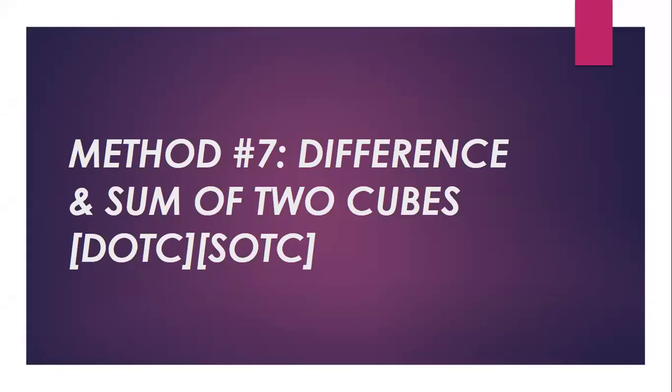All right, our method number 7 is called difference and sum of two cubes. So instead of squares, we're now working with cubes. And because they're cubes, I can have subtraction or addition.